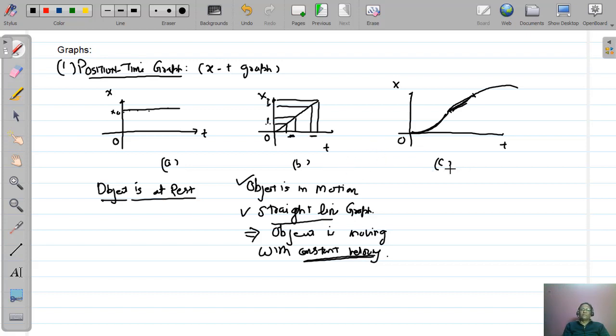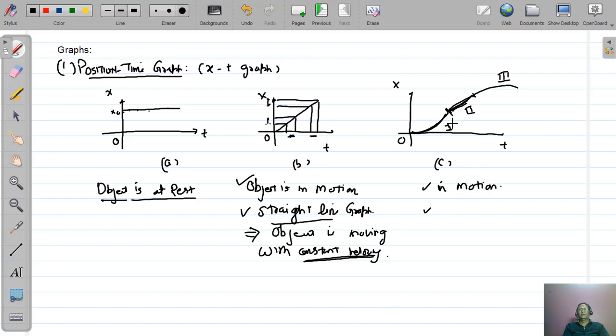Now we take the third graph. In the third graph, if we say this portion is first, this portion is second, and this portion is third, this graph has three portions. One is curved upward, another is a straight line, and the third is curved downward. So from the graph we can say the object is moving because time is changing, position is also changing. So the object is in motion.